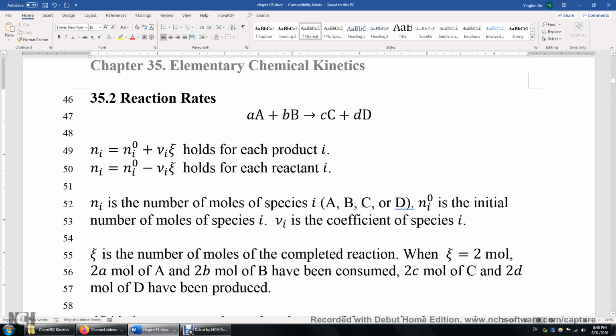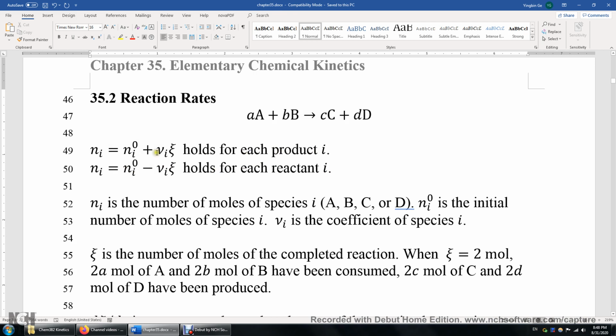Section 35.2 Reaction Rates. This is a general chemical reaction. The products are C and D, the reactants are A and B. We can write two equations for the number of moles of the products and of the reactants.